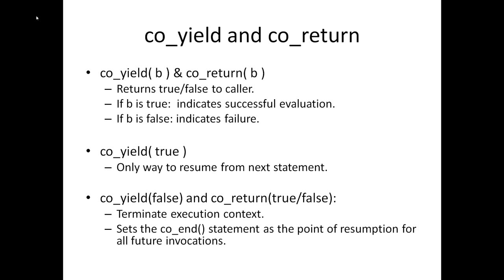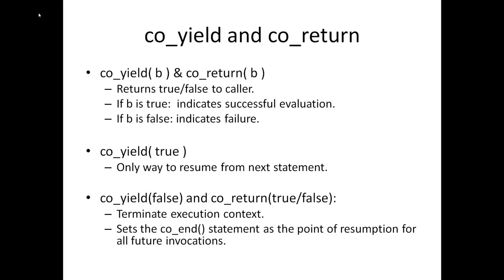The co-yield and co-return macros are used for suspending the execution of the current invocation of the coroutine and returning control back to the caller. As part of returning back to the caller, you provide a return value, which is a Boolean value, true or false. If the return value is true, you've indicated that the evaluation succeeded for the current invocation. And if the return value is false, it indicates a failure in evaluation of the current invocation.